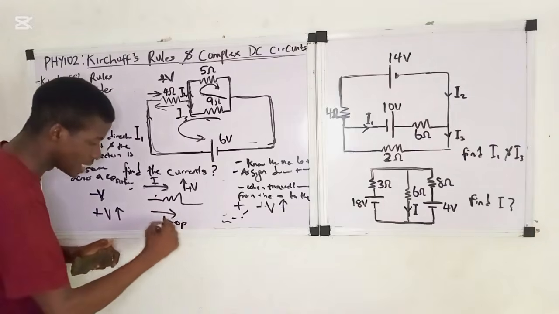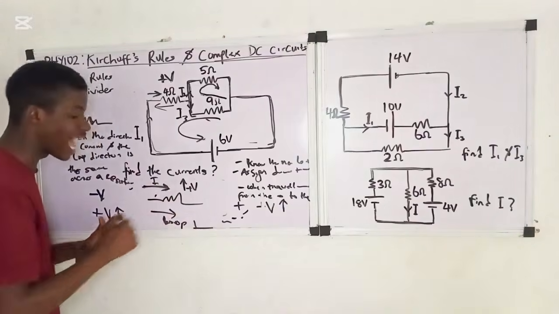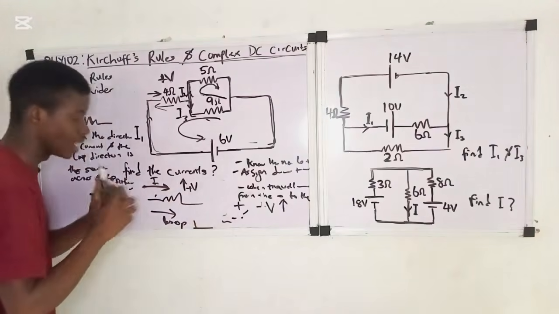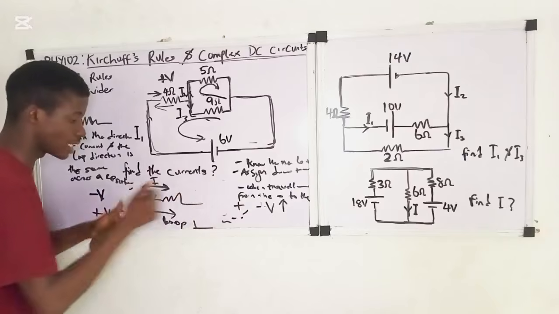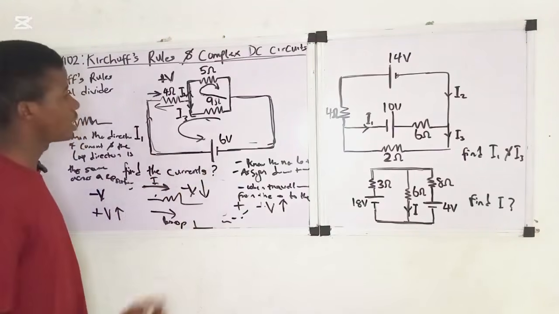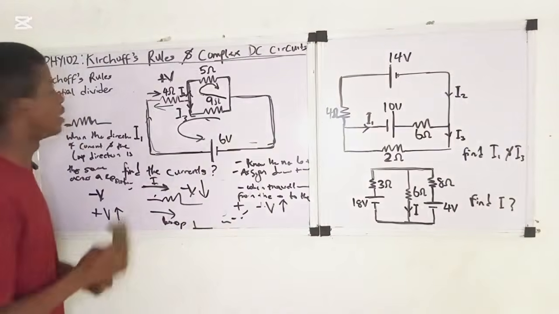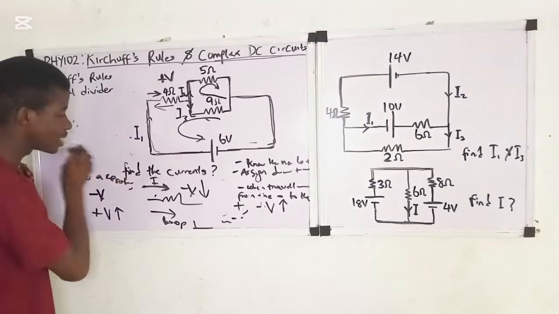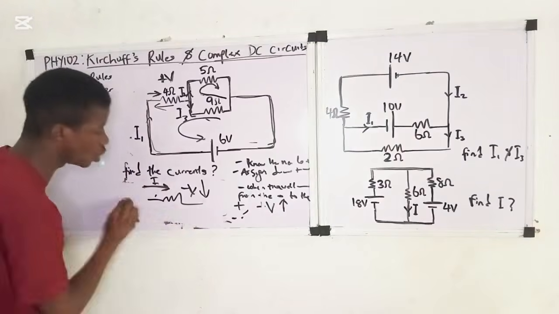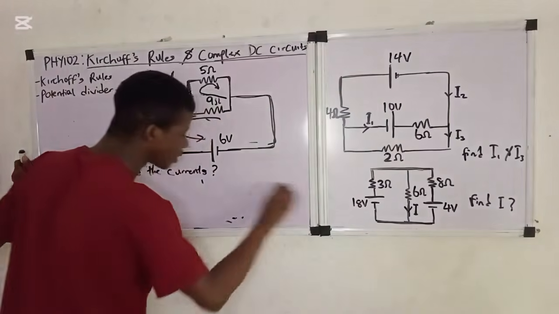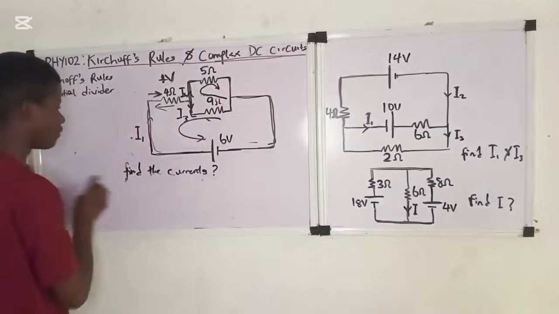But when the loop direction and the current direction are the same across the resistor, the voltage across that resistor will be negative, or you can say will drop. Okay, yes. So these are the things you need to know when you apply the Kirchhoff rules. All right, know the two rules, then know the sign convention.